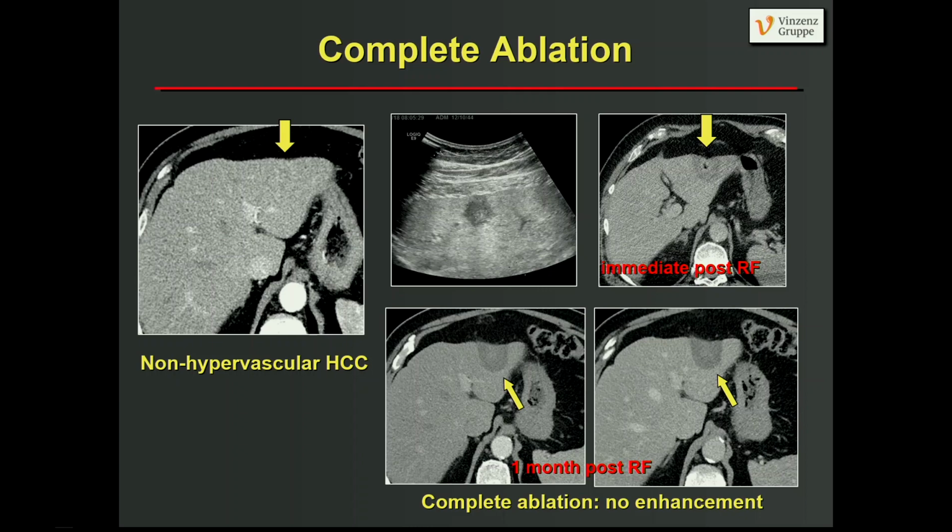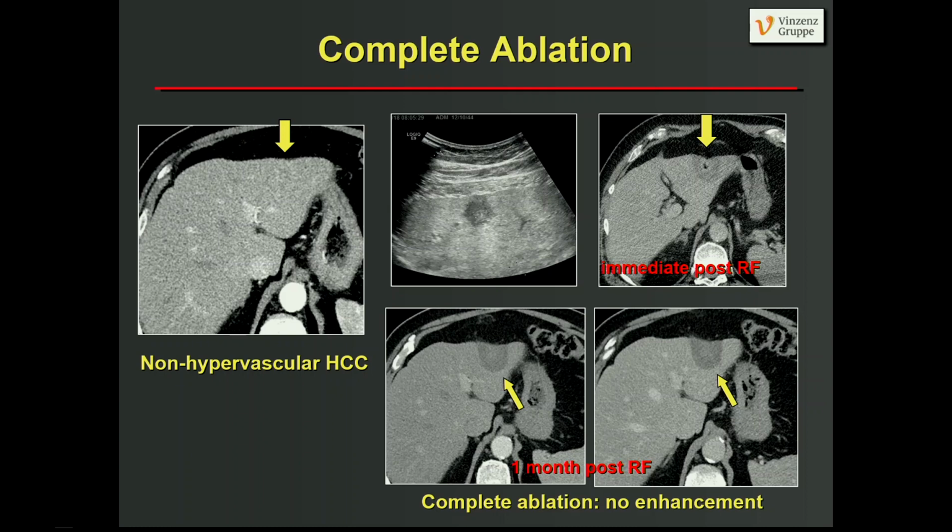This is a small HCC, non-hypervascular. Don't see it well with CT, but it's nicely seen with ultrasound. So we did an ablation ultrasound guided. And you see basically this avascular defect. This is immediate post-operative radiofrequency.